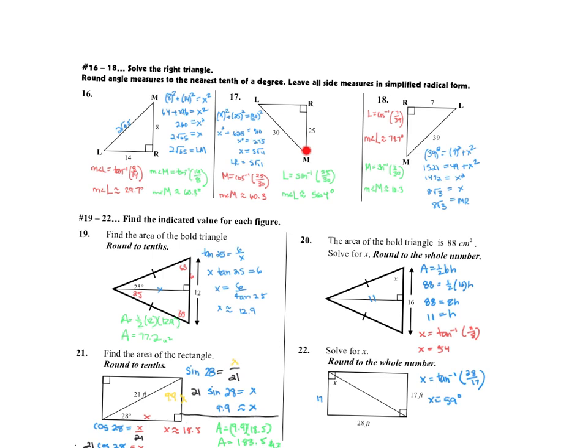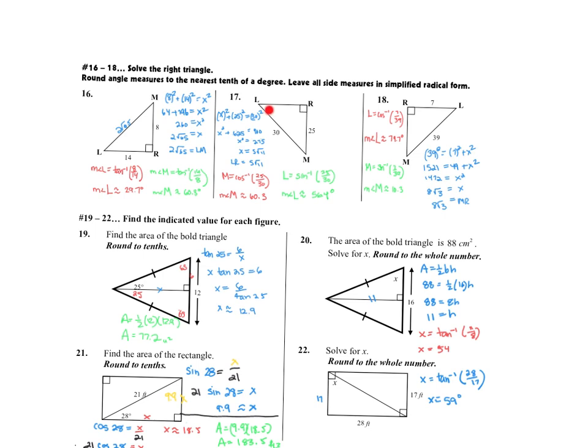And so that tells me that this is going to be cosine. And remember, if I'm looking for the angle, then I'm using the inverse. So the measure of angle M is the inverse cosine of the adjacent over the hypotenuse, so 25 over 30. That goes into our calculator to get that answer.